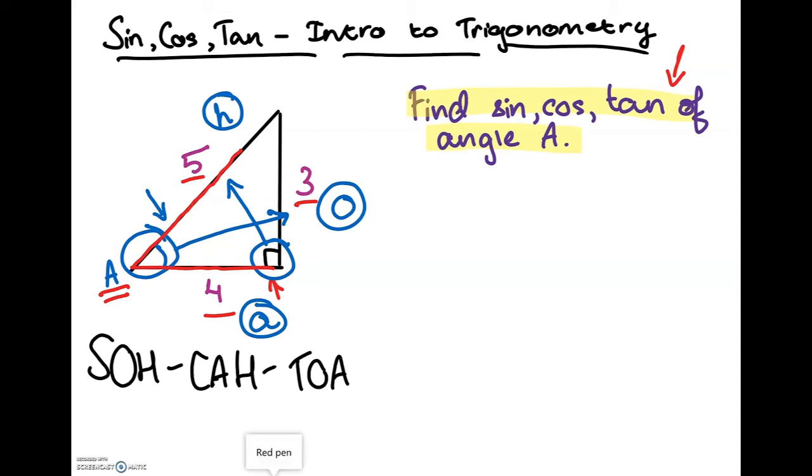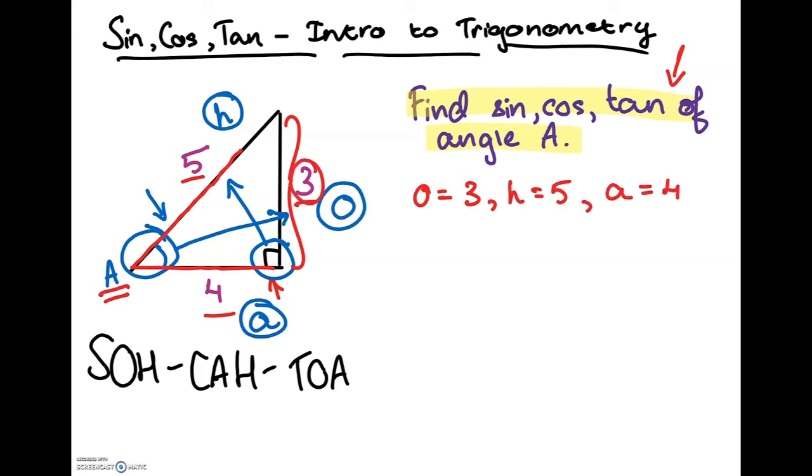Now we're going to write each of our side lengths. Since this is the opposite side, we know that the opposite side has a length of 3 because that's the length that they've given us. Same thing goes for H, which has a length of 5, and A has a length of 4, because they've given us 5 and 4, and we know that those are the hypotenuse and adjacent sides. So now that we've written this down, we can write down our formulas or equations.